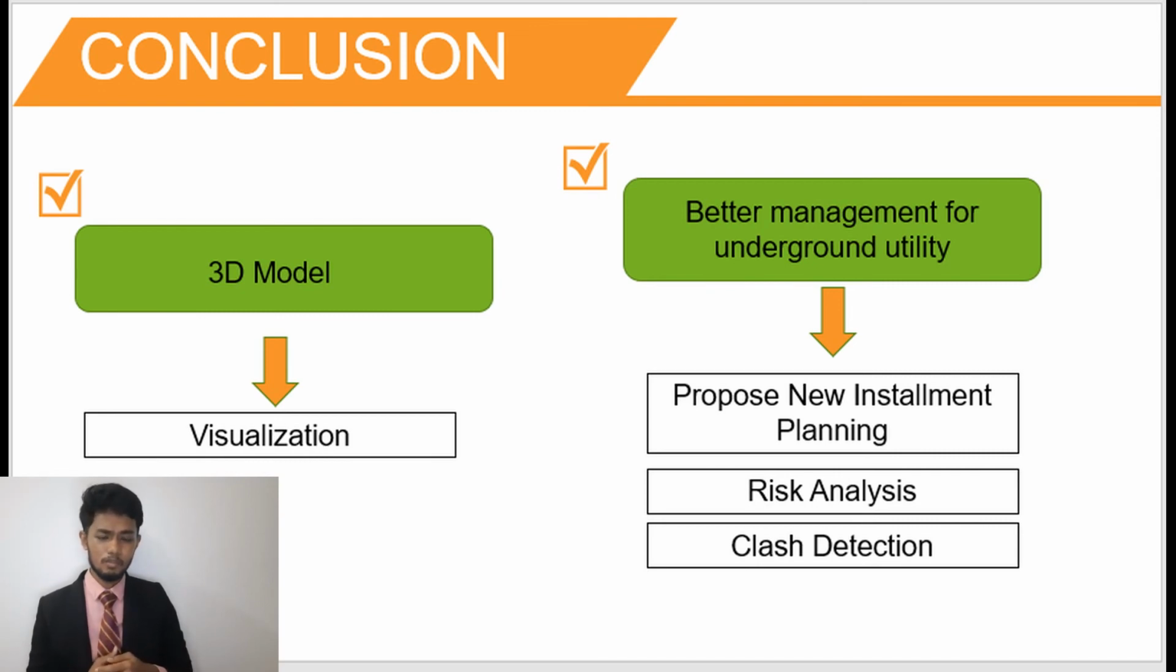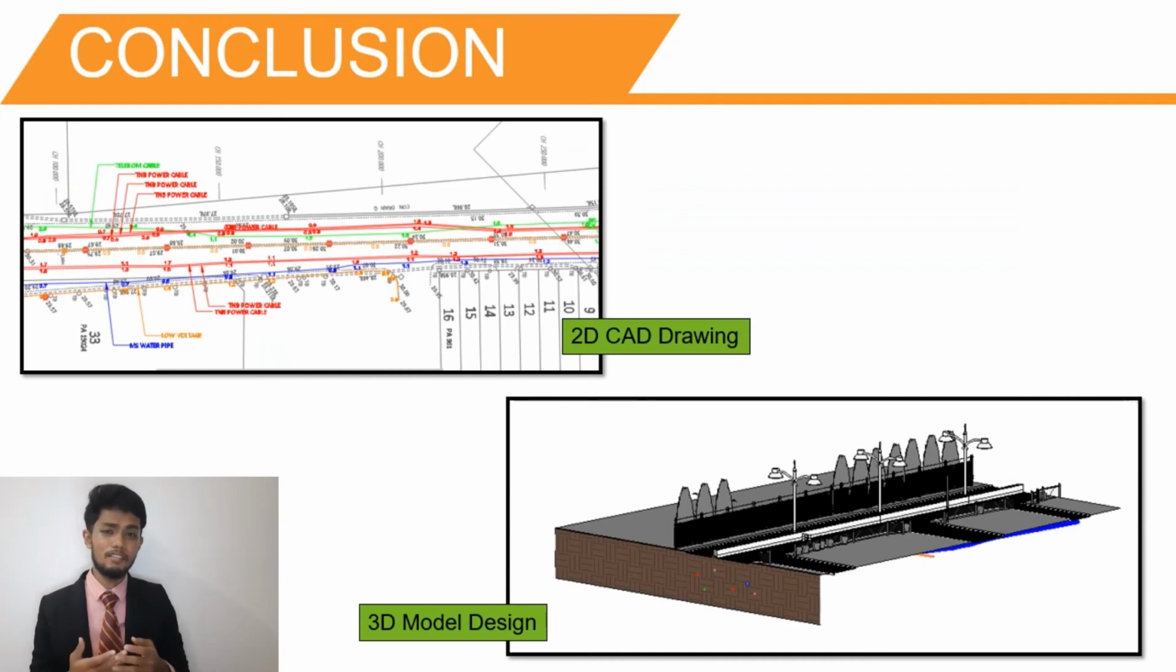Besides that, the BIM process has shown that it can improve the management and analysis of underground utilities, as it can assess and utilize the obtained information to perform risk analysis and clash detection. The 3D model can also be used for planning, construction and future operations, such as maintenance.